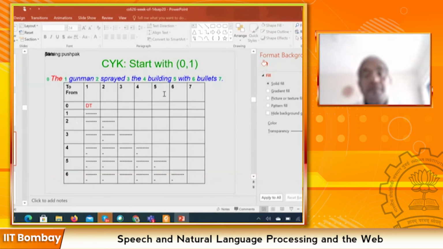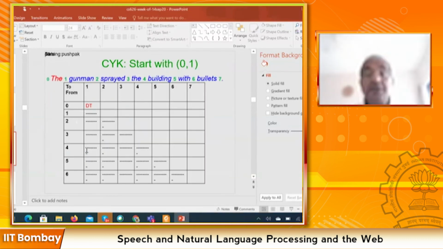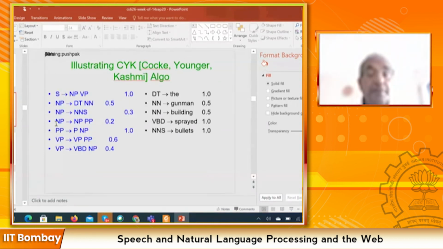Parth also asked, "How was 2 to 7 VP?" 2 to 7 is "sprayed the building with bullets." This was asked by somebody else also. VP can be composed out of VBD and NP. Here, sprayed is VBD and the whole sequence of words, the building with bullets, is an NP. It is an NP because DT, the building, is NP, with bullets is PP, and there is a rule: NP can be NP followed by PP. That is why.